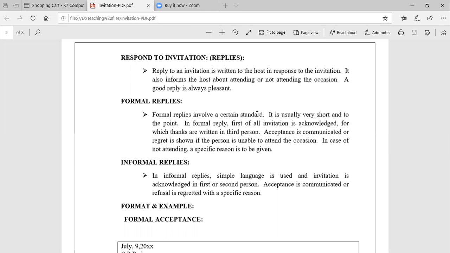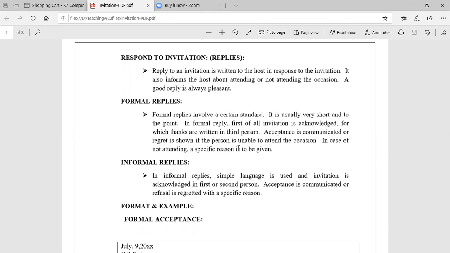You can also see that a reply to an invitation is written to the host. In response to the invitation, it also informs the host about attending or not attending the occasion. A good reply is always pleasant. It is our duty, our tendency, our character. We need to respond. Of course, we have to respect: someone has invited us, so we need to respect and respond to the invitation. That is a social ethic.